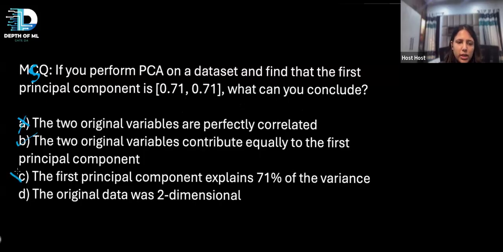Because the coefficients of my principal component don't tell me anything about the variance that they're capturing. The variance that they're capturing actually comes from the eigenvalue. The explained variance is something like lambda i over the summation of lambda i's. So this is not true. But it is true that the original data was two-dimensional, because the PC is in 2D.